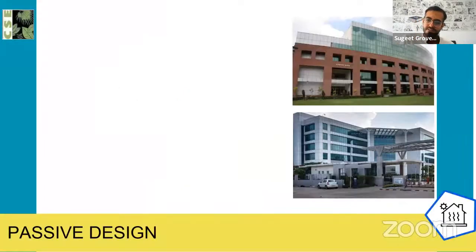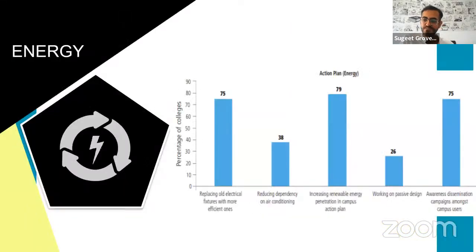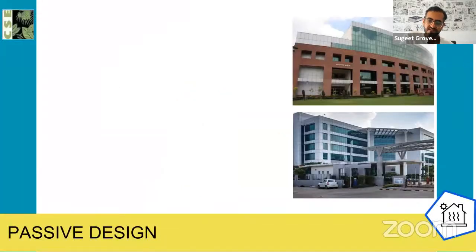So I'm going to talk about something called passive design, which means that rather than taking the step that the energy you're consuming should be replaced by renewable energy, I'm going to say the first step should be to reduce the amount of energy that you actually utilize in your campus. And for that, I'm going to talk a little bit about passive design.